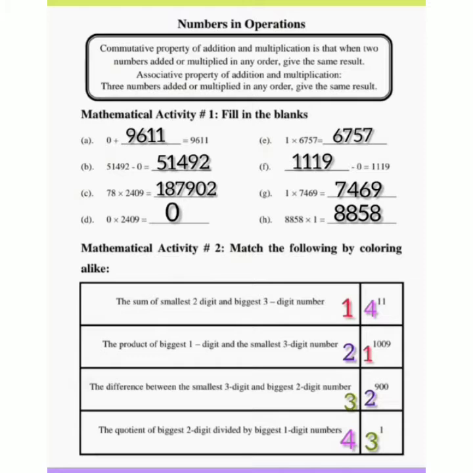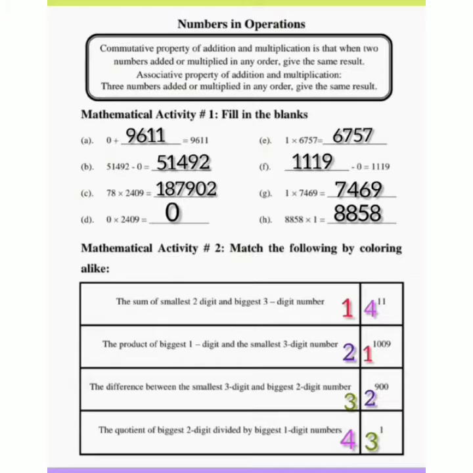Move on to activity number 2, which is a mathematical activity. Match the following by coloring alike. The first question here is the sum of the smallest 2-digit and the biggest 3-digit number. As you all know, the smallest 2-digit number is 10 and the biggest 3-digit number is 999. So the answer would be 1009. So we have to match it with the column 1.